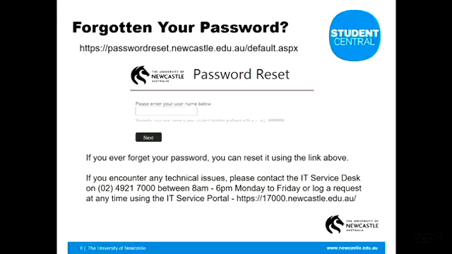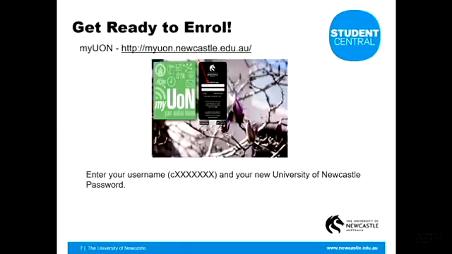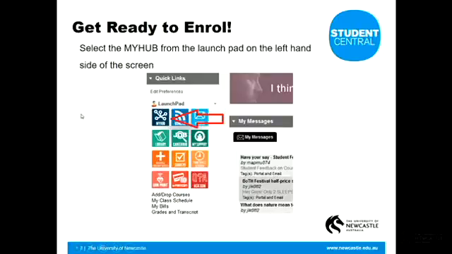You can reset your password though if you forget it. There are ways to do that, so it's never the end of the world, but you want to try and make one you can remember. So I think Megan showed you the MyUON portal, but again, the username is a little C with your student number, and you've just made your password, so you should be able to log in.